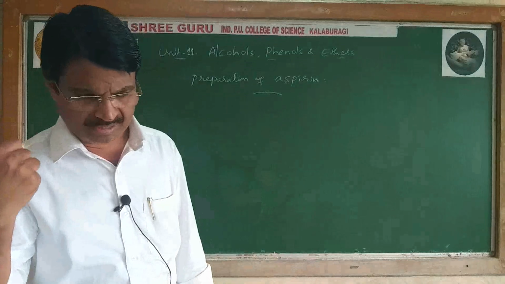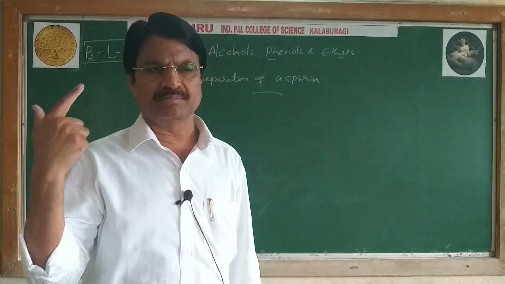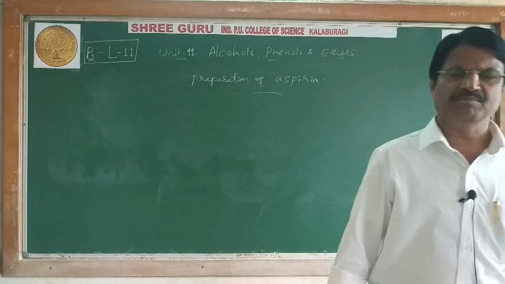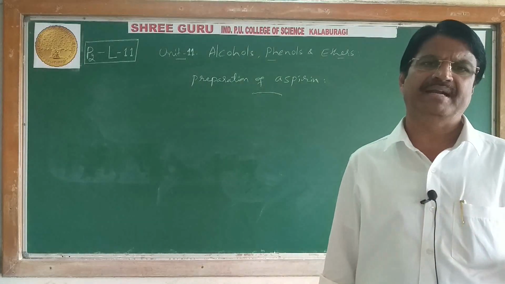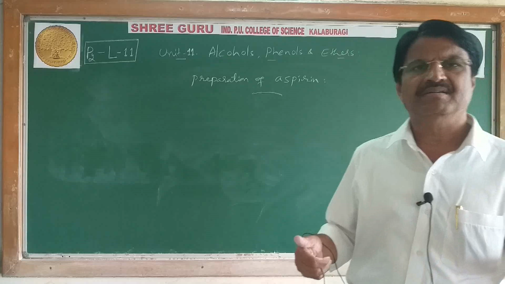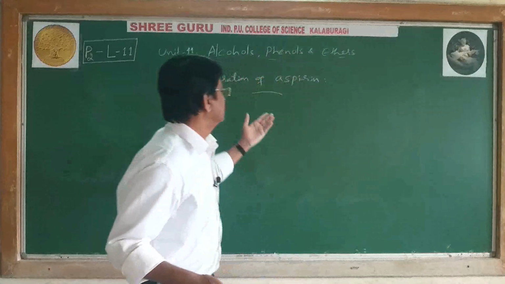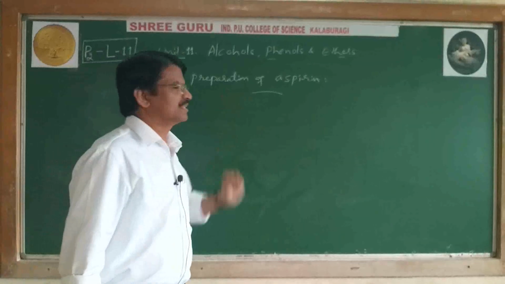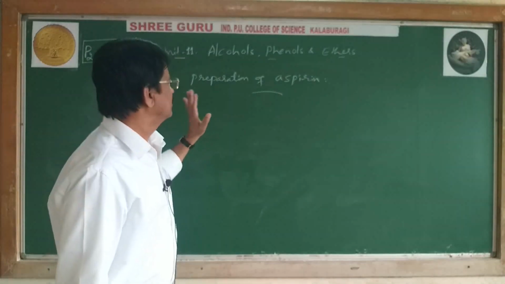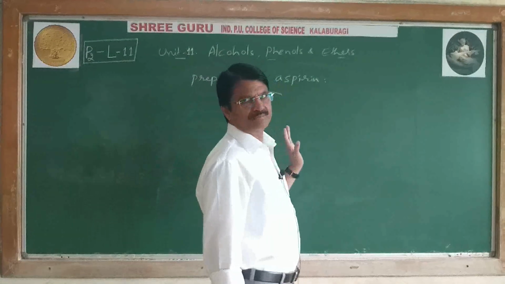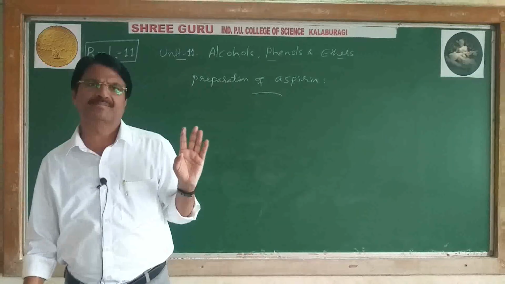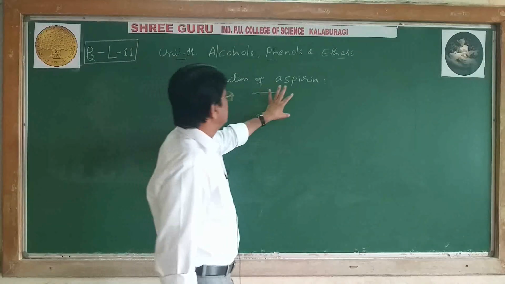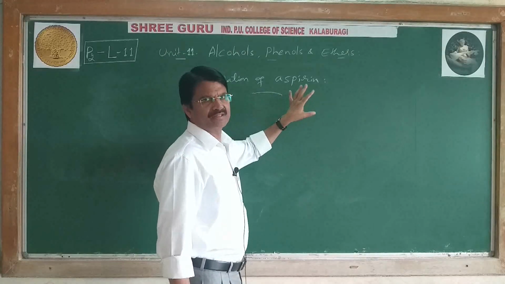It may be a headache or any body pain, maybe in the hand or leg, anywhere. Then that drug, aspirin, can be used. But it has some side effects, that's why it is avoided. But it is the best drug, which is named an analgesic. Now we can explain how to prepare aspirin in the laboratory.